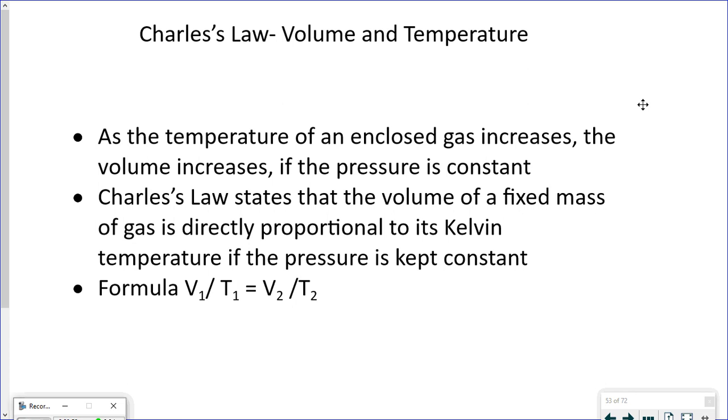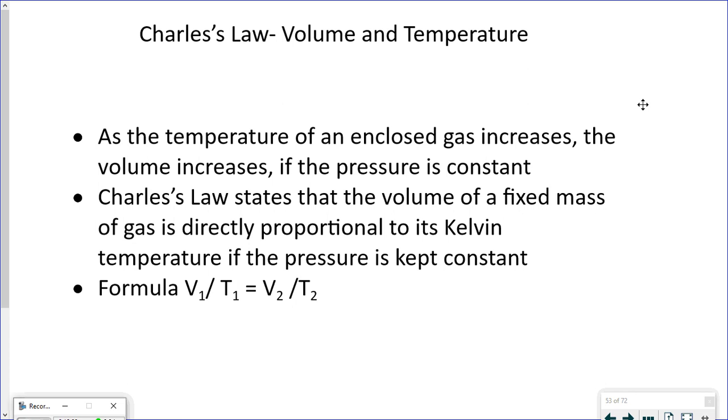So if they're directly proportional, they are going to move in the same direction. So if one increases, the other increases. If one of them decreases, the other one will decrease. And the formula for Charles's law is going to be the initial volume divided by the initial temperature, and remember, temperature needs to be in Kelvin, is going to be equal to the final volume over the final temperature.